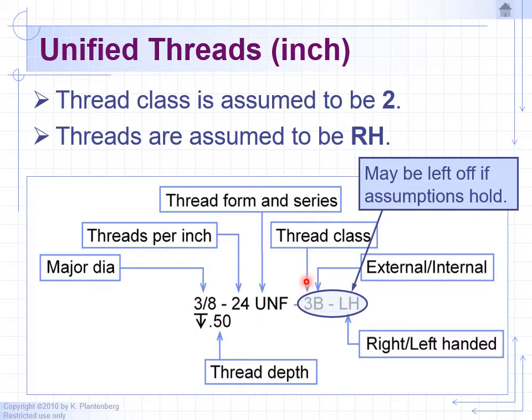And as mentioned before, there are some things that you can drop off of the note. You can drop off the class. Again, there's class 1, 2, 3. You don't have to list it. You don't have to list if it's external or internal. It'll be obvious from the drawing. And again, most threads are right-handed, so you don't call out the RH. The only time you do call out the type of thread is when it's an LH, a left-handed thread.